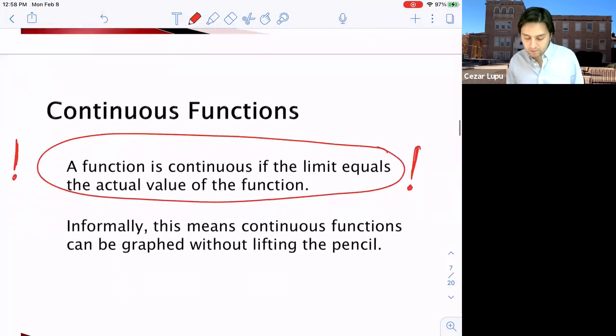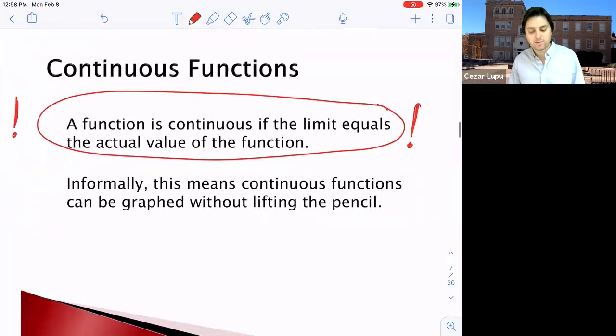And now informally, let's see what this means. We can also see this graphically. When you have a graph which is not interrupted, then you have a continuous function. So continuous functions can be graphed without lifting the pencil. That's what you need to know about continuity. So keep this in mind. Their graph is uninterrupted. Okay.